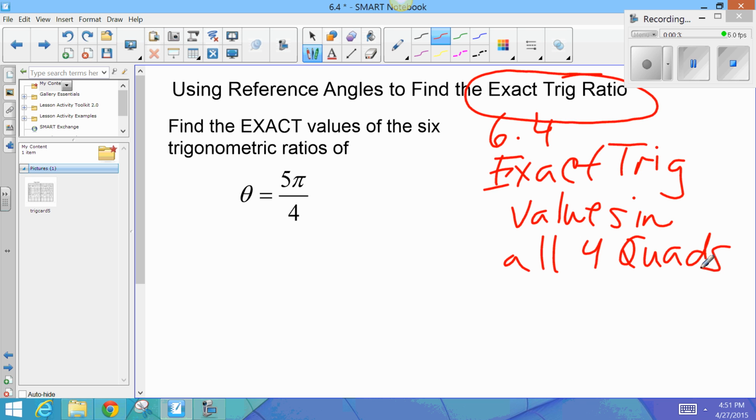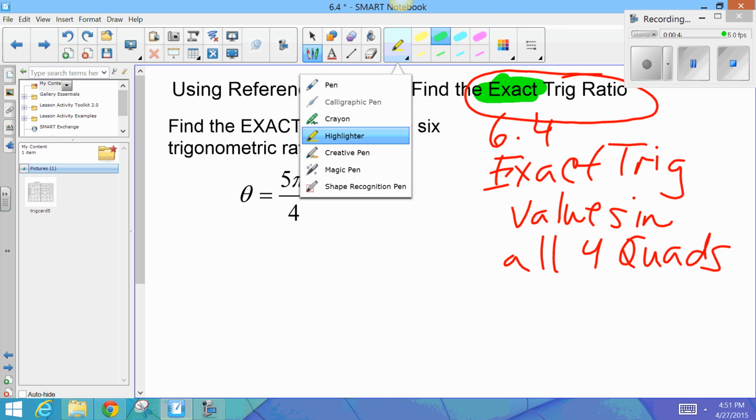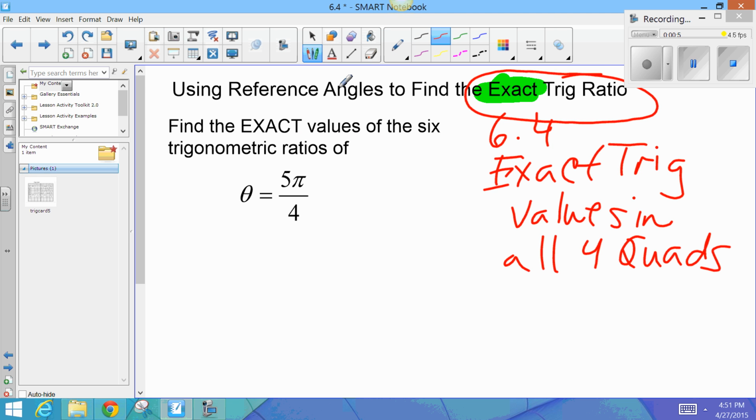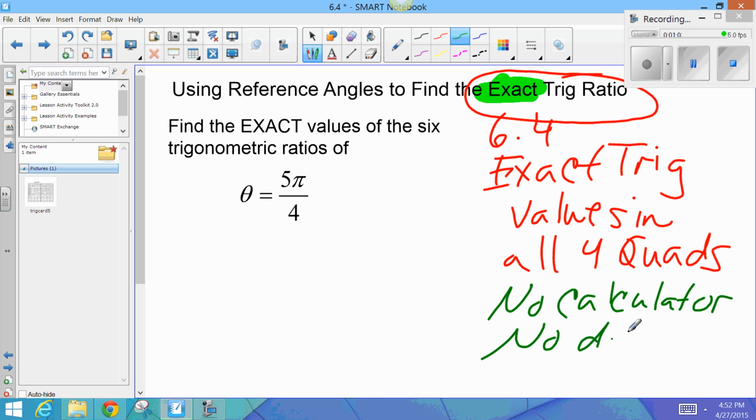This is probably the hardest lesson that you've gotten in trigonometry so far. So you're going to need some practice on this. It's also important. Whenever I'm using the phrase exact, you are not allowed to use the calculator, and you're not allowed to use decimals. No calculator, no decimals. You're going to have all of your answers in simplest fraction, simplest radical form, and you're going to have to use your trig card.